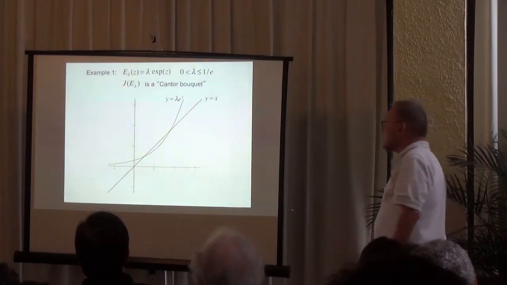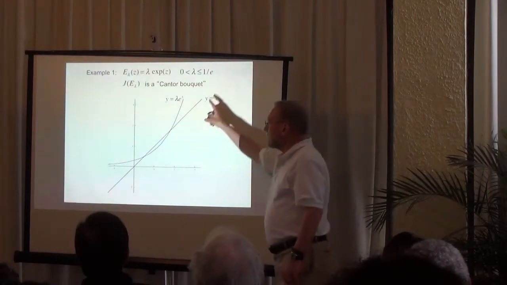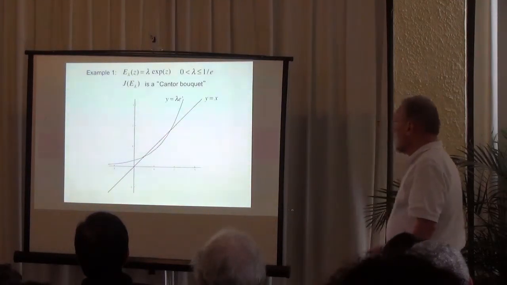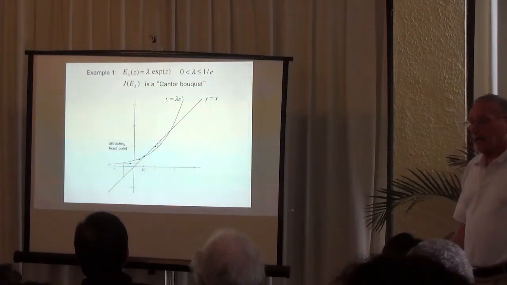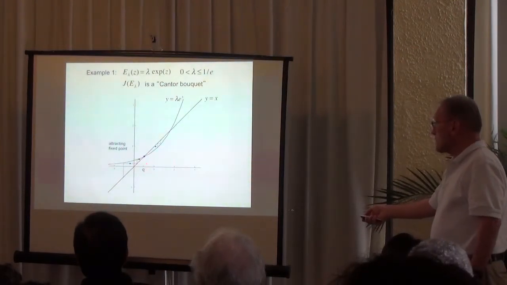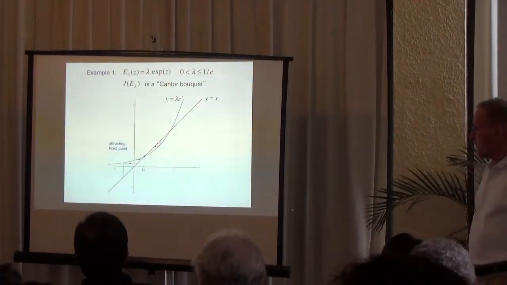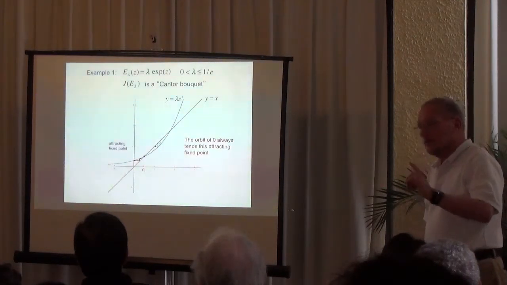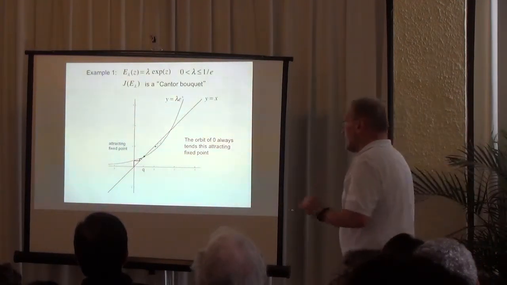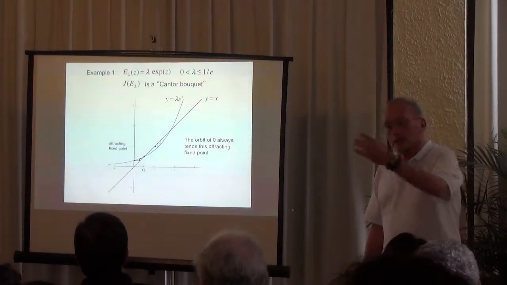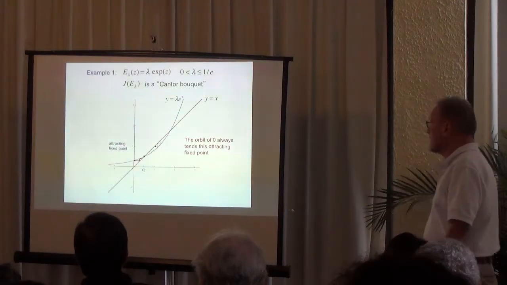Okay, when λ is less than 1/e, the graph of the exponential looks like this on the real line. You see that it crosses the diagonal twice, one time at a fixed point that's attracting. I'll call that attracting fixed point Q. And notice that the orbit of zero, that's the important orbit here, tends to that attracting fixed point, as is the case for λ less than 1/e.